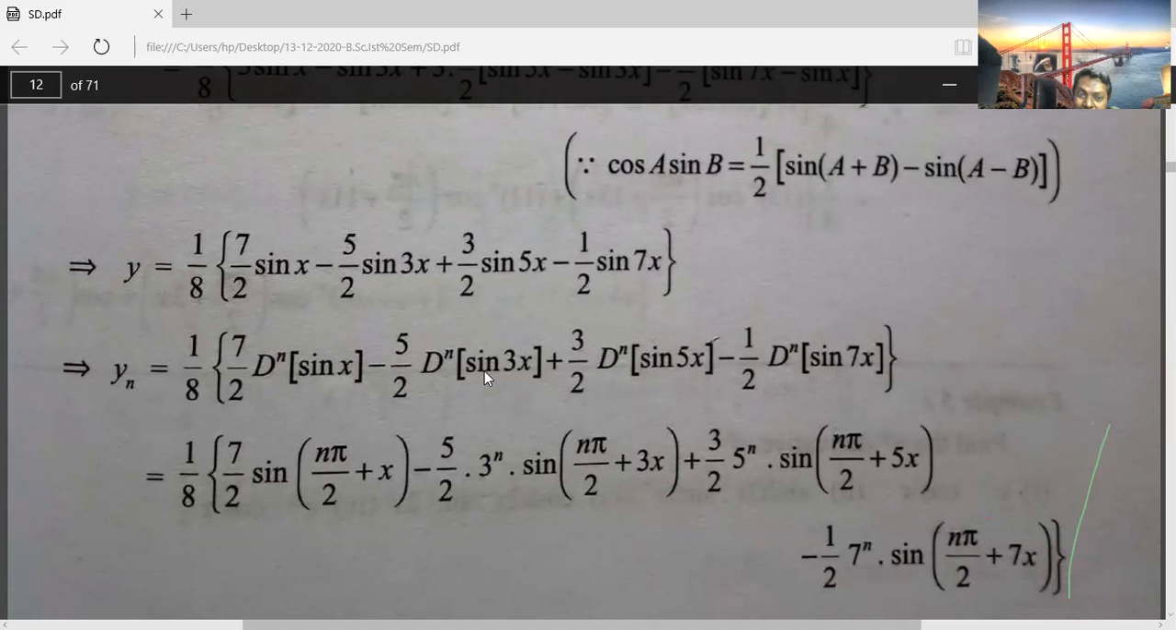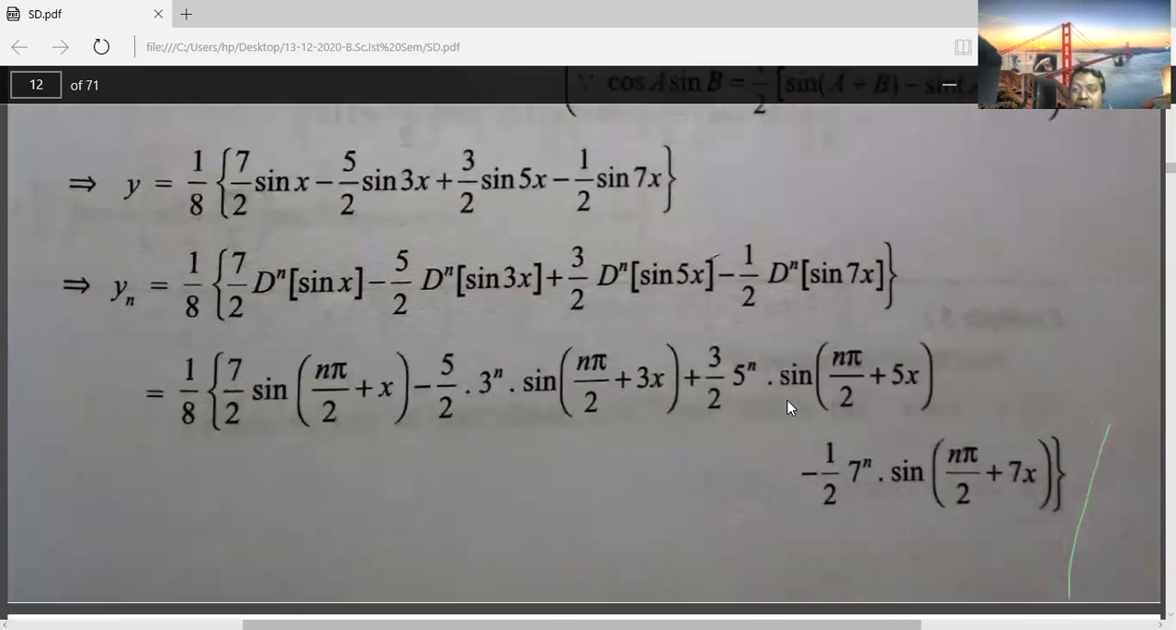Now I will explain this one, and the remaining will come as it is. Now you see a is equal to 3, b equal to 0, and a to the power n means you get 3 to the power n sin(n pi by 2 plus the value of the function here, which is again 3x), that is, n pi by 2 plus 3x. Similarly here also, you are adding 5x.